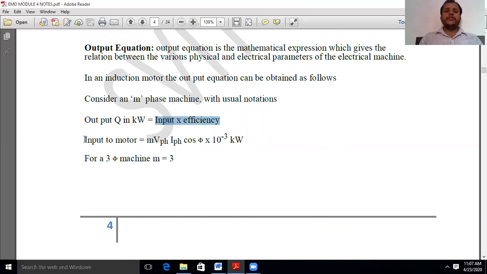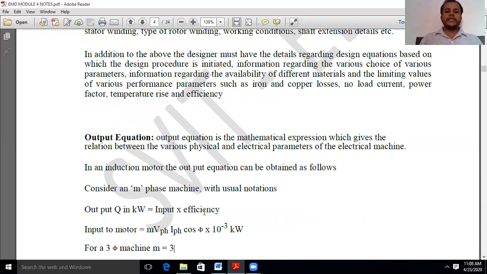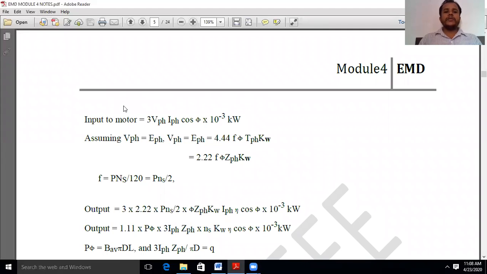Now input to the motor will be given by what? It is M V phase I phase cos phi, that is M V I cos phi into 10 raised to minus 3. For a three phase machine, M is equal to 3. So I can write input to the motor as 3 V phase I phase cos phi into 10 raised to minus 3.